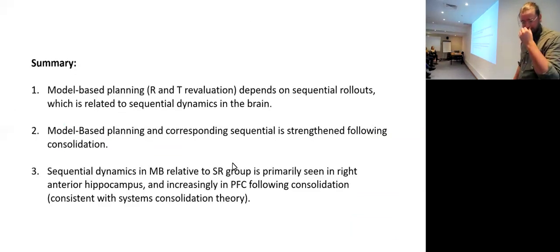And just to summarize then, model-based planning, which can do reward and transition evaluation, seems to depend behaviorally on sequential rollouts. These in turn seem to be closely related to sequential dynamics in the brain. This model-based planning and the corresponding sequential dynamics is strengthened over the course of consolidation, and the sequential dynamics in the model-based relative to the SR group can be seen in the right anterior hippocampus and, increasingly, in the PFC following consolidation.